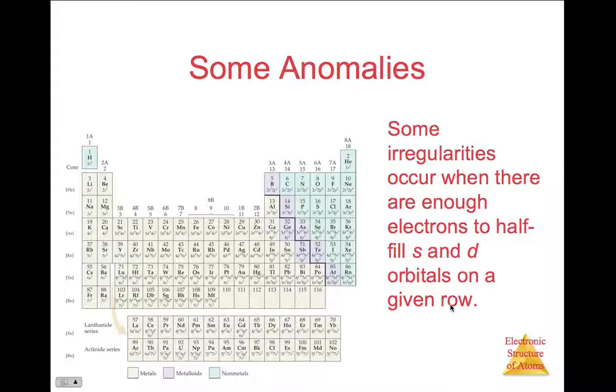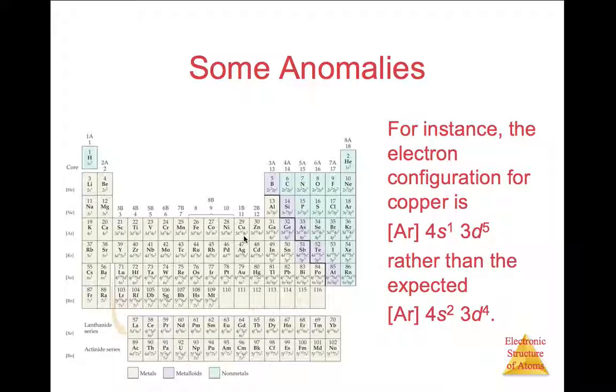Some irregularities occur when there are enough electrons to half fill the s and the d orbitals on a given row. Chromium and molybdenum are examples of that. We would expect chromium to be 4s2 3d4. But as a matter of fact, chromium borrows, in effect, one electron from its s orbital and puts it into its d, giving it the electron configuration of 4s1 3d5. Molybdenum does the same thing, except in a higher energy level. Copper and silver do a similar thing, where they can fill the d orbital and have a half-filled s orbital by borrowing, in effect, one out of the s orbital.